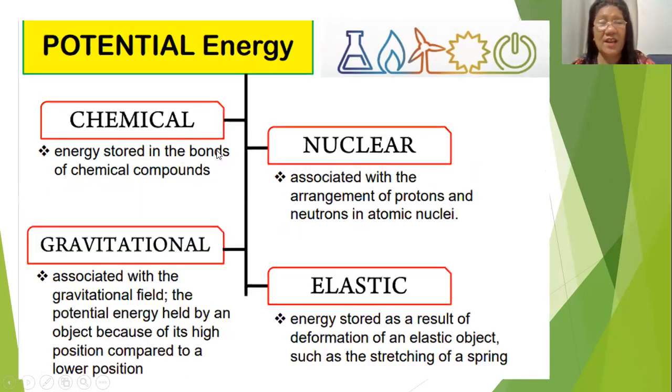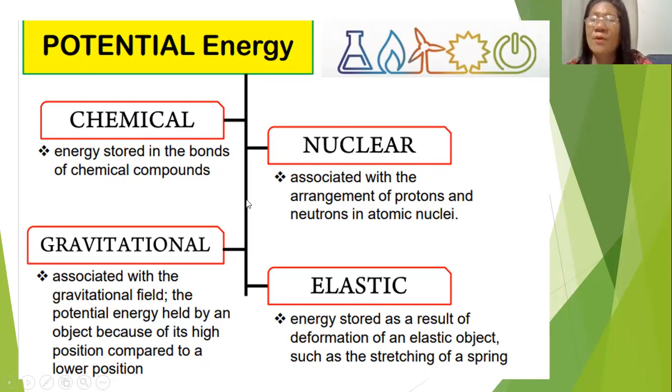How about potential energy? We have four here. The first one is chemical energy. The batteries that we have are in the form of chemical energy, so energy stored in the bonds of chemical compounds. That is chemical energy. The next one is gravitational energy, which is associated with the gravitational field. So this is one form.